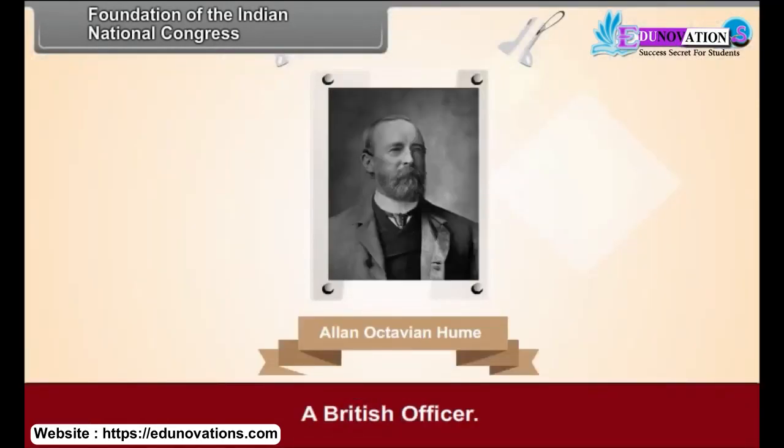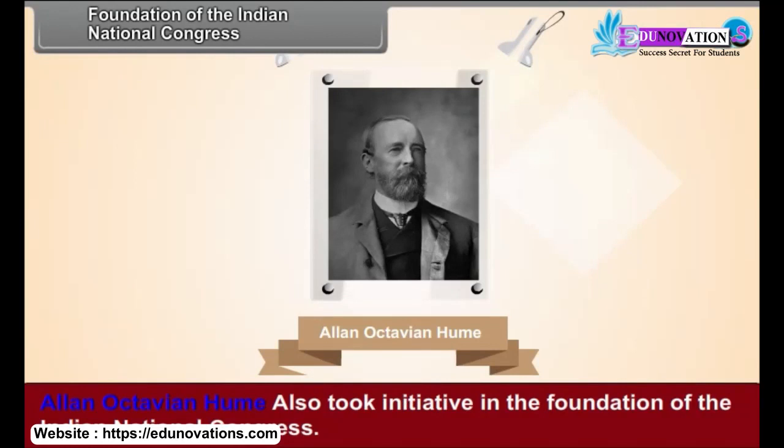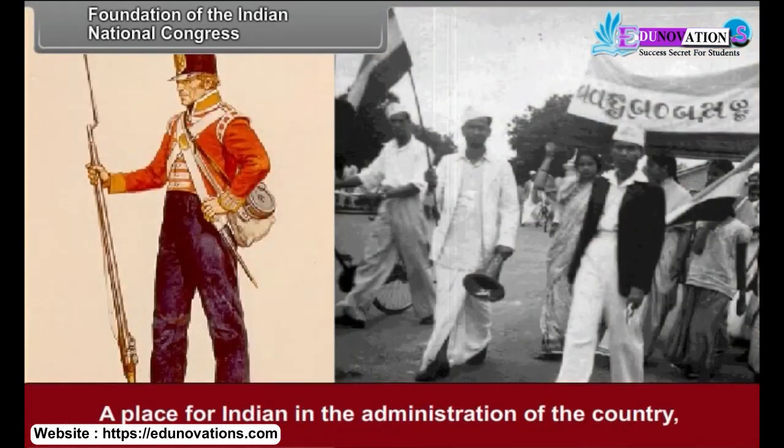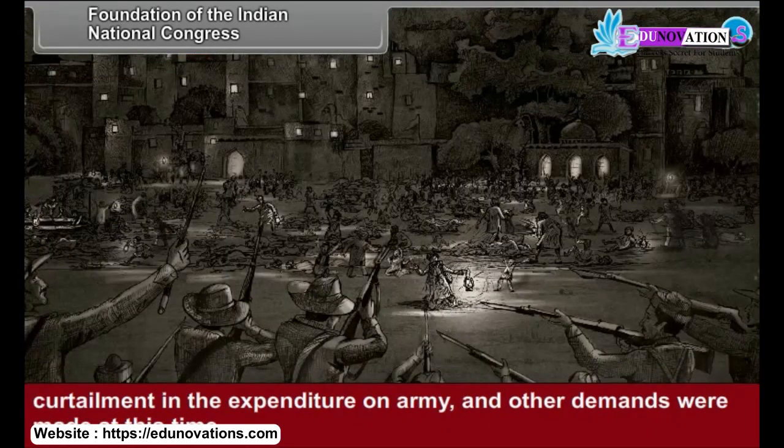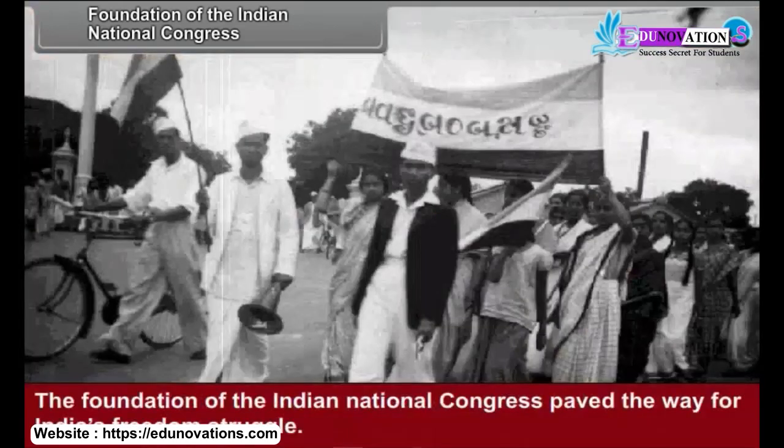A British officer, Alan Octavian Hume, also took initiative in the foundation of the Indian National Congress. Different national issues were discussed in this session. A place for Indians in the administration of the country, curtailment in the expenditure on army, and other demands were made at this time. These demands were presented to the British government. The foundation of the Indian National Congress paved the way for India's freedom struggle.